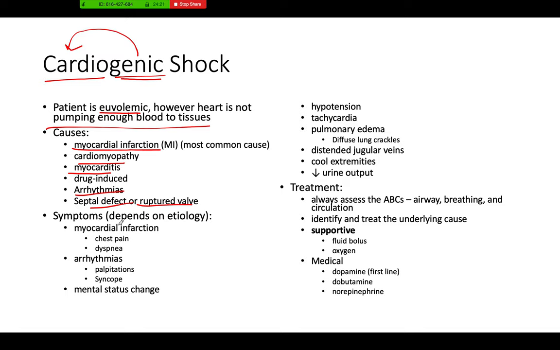So the symptoms kind of depend on the etiology. Obviously, if it's a myocardial infarction, if it's a heart attack, you know the symptoms: chest pain radiating to the arm or the chin, crushing sensation in the chest, squeezing, shortness of breath. These things that we're used to talking about are going to be there. If it's an arrhythmia, however, look for palpitations, that feeling of your heart skipping a beat. Syncope or passing out can be due to an arrhythmia as well. Mental status changes, hypotension, a rapid heartbeat, pulmonary edema as we start to have blood backing up at the lungs. Distended jugular veins: if it's a right heart cardiogenic shock, we would see more of that right heart failure type symptoms like jugular venous distension. Cool extremities, that capillary refill time is going to be increased, and a decreased urine output.